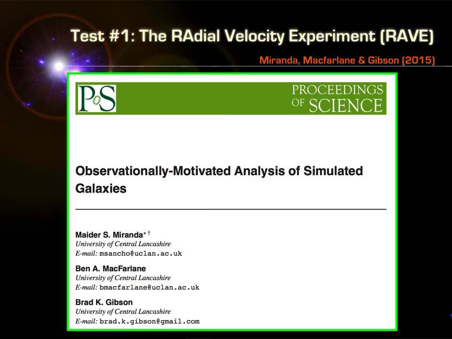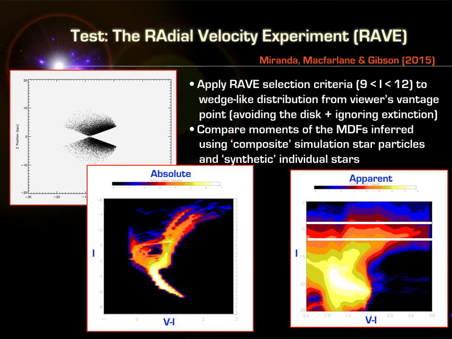We did 2 tests, and I'll just show you the results very quickly. This was the first one, a few years ago. My student Maida took one of our simulations, blew up the particles into individual stars, and that allowed her to do something that people in this experiment called RAVE, the radial velocity experiment, did. They selected all stars with an infrared brightness between 9 and 12.